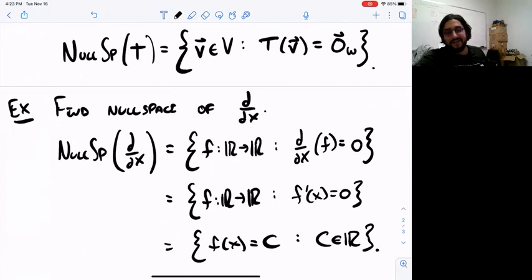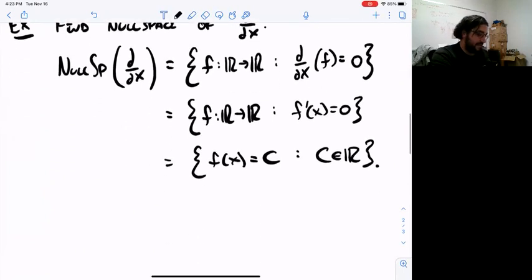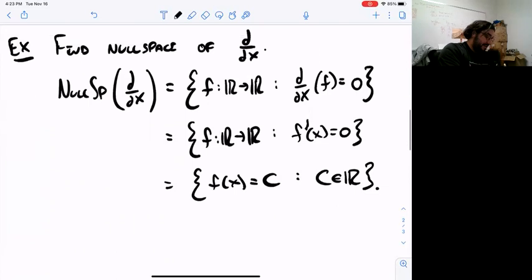I'm just sort of thinking about how derivatives work. What kind of function would I start with to then get zero as my derivative? Well, a constant function, right? The f prime equals 0 means your slope is 0. So horizontal lines have slope 0, constant functions. So this is how we could say what that null space is.